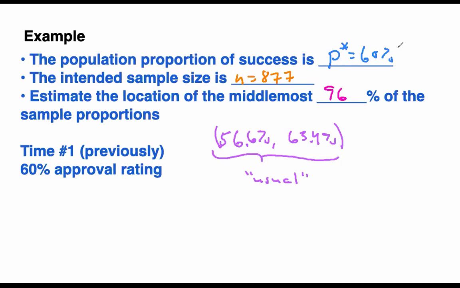Now, here's the problem. Well, it's not a problem, but here's reality. This was the information we had at time 1. We're now looking at time 2. We just took a sample of 877 individuals and p-hat is 50%. Well, it can't be perfectly 50%, but within rounding, it's 50%.